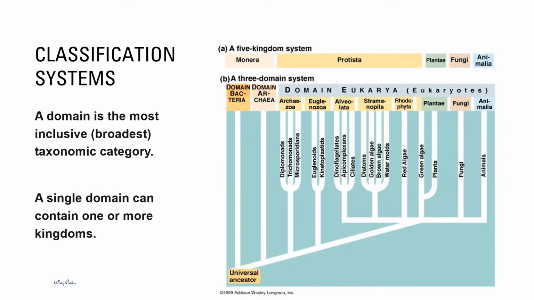Living things can be classified according to a few classification systems, such as the 5-kingdom system and the 3-domain system. The level domain actually is the most inclusive, or we say the broadest taxonomic category, because a single domain can contain one or more kingdoms, such as domain Bacteria, domain Archaea, and domain Eukarya. The 5-kingdom system was proposed by Robert Harding Whittaker in 1969.